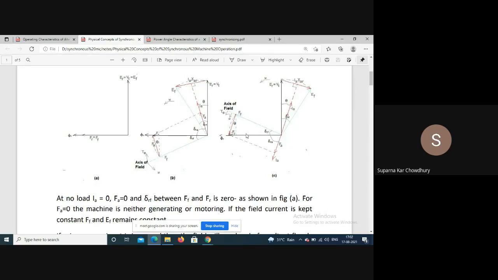Now, if we put some mechanical load on its shaft, then what will happen? The rotor will fall back. We are considering the anti-clockwise direction positive, so the rotor will fall back. So now the rotor position will be here, FF. So FF, but again FA appears; FF plus FA is equal to FR, that should hold good.